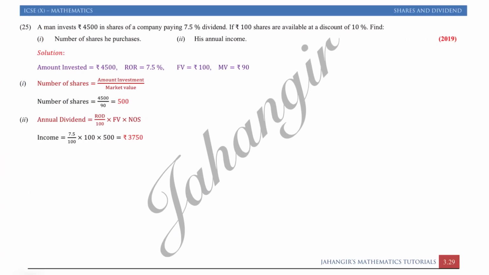Question number 25. A man invests rupees 4500 in shares of a company paying 7.5% dividend. If rupees 100 shares are available at 10% discount, find the number of shares purchased. So information में amount invested is given.